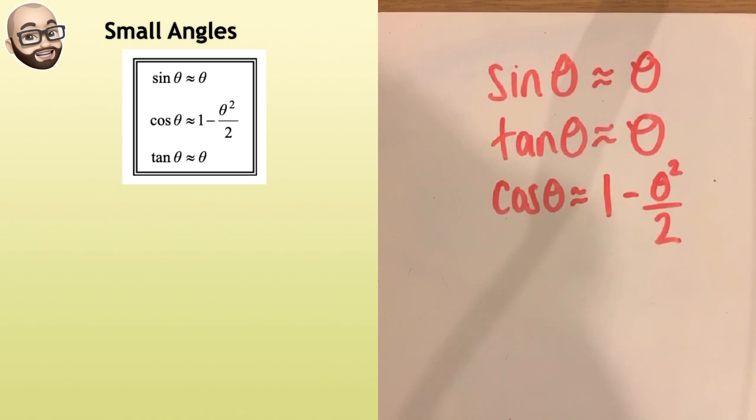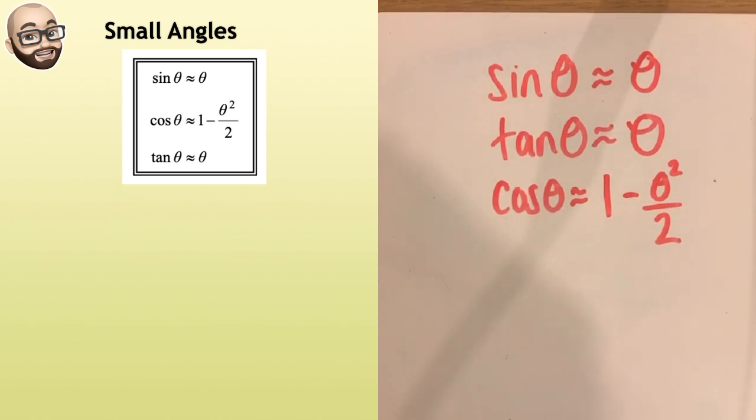Okay, so in a slightly different order, but they're exactly the same as what I've just shown you on a calculator. Sine of the angle is just the same as the angle. Cos is a bit more of a weird one. It's 1 minus the angle squared over 2. Tan is going to be the same as the angle.